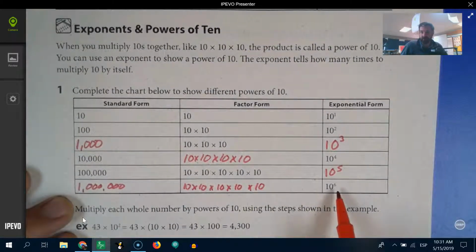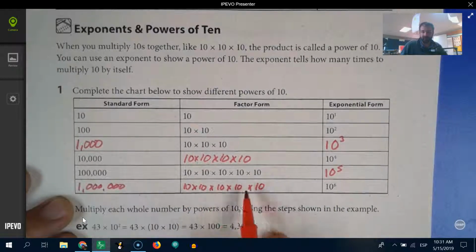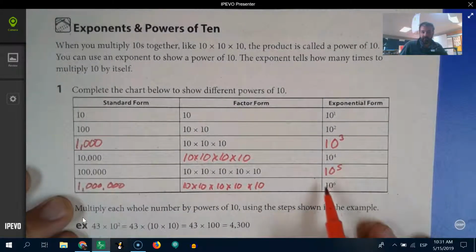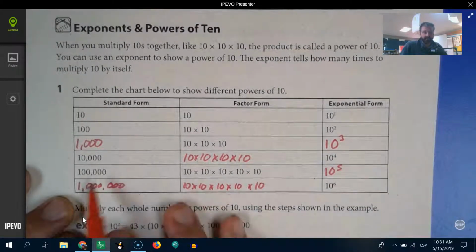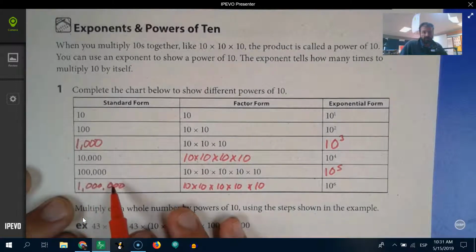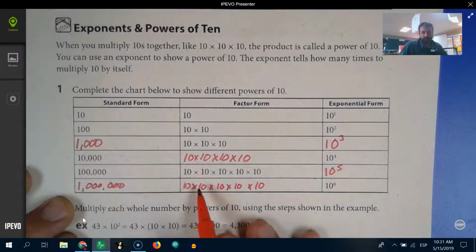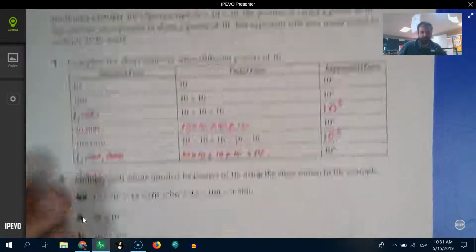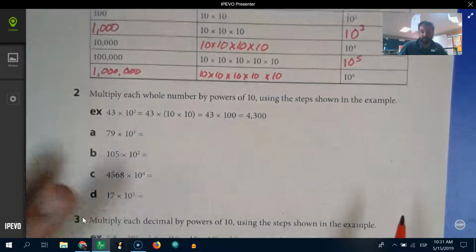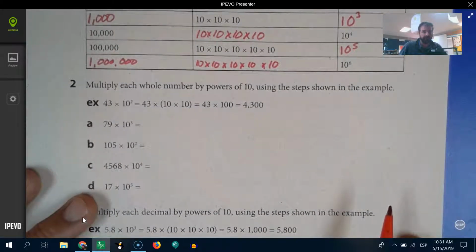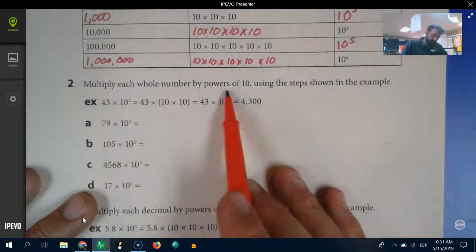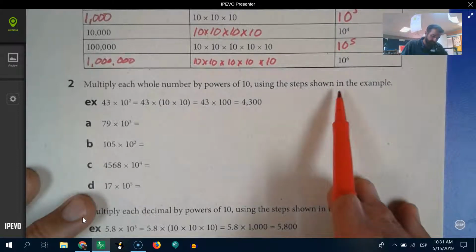Isn't it just much easier to write 10 to the 6 instead of 10 times 10 times 10 times 10 times 10 times 10, or even 1 million? This is 3 digits. This is 7 digits, and this is 10 digits. So way simpler method, way more efficient method, and as mathematicians we do enjoy to be efficient.